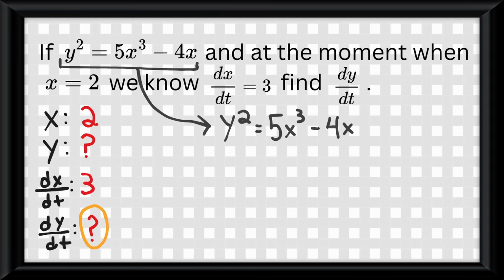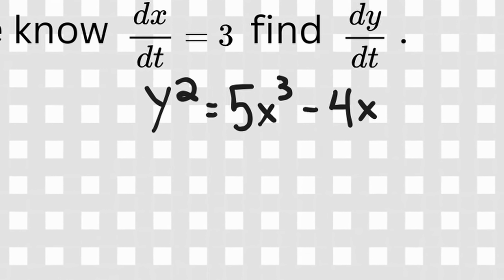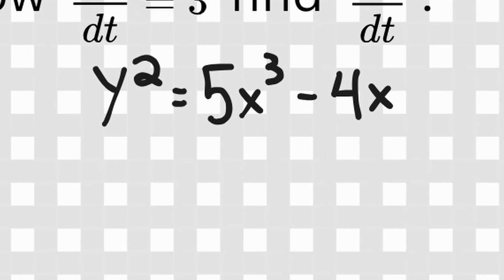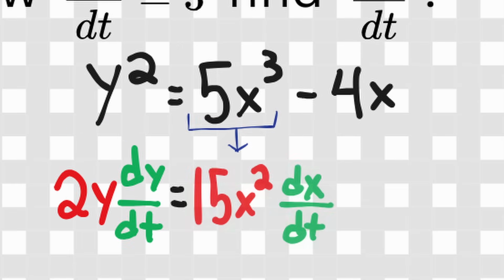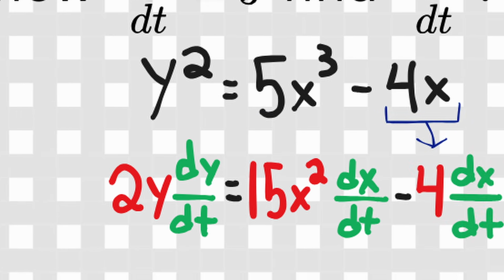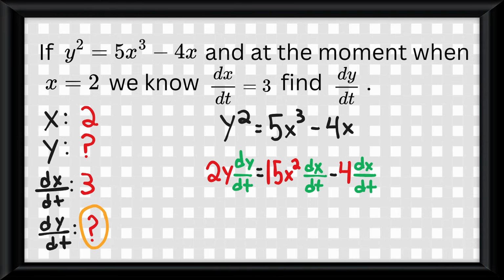So now let's differentiate this function. But this time we are not going to ignore anything, so we will put the dx's and the dy's next to each term. So we get 2y times dy/dt equals 15x squared times dx/dt minus 4 times dx/dt. So looking at our derivative equation, we know what x is, we know what dx/dt is, so all we need to know to find out dy/dt is to figure out what y is.